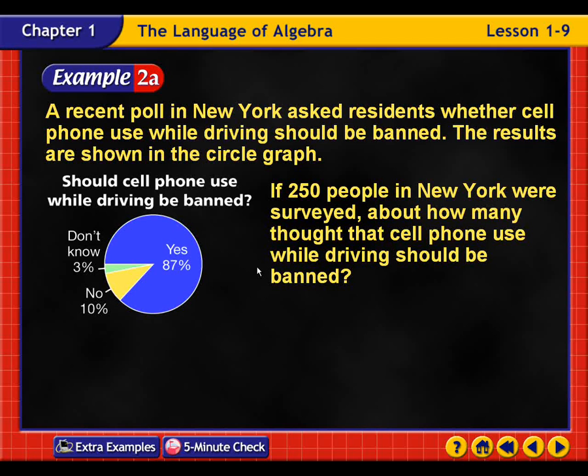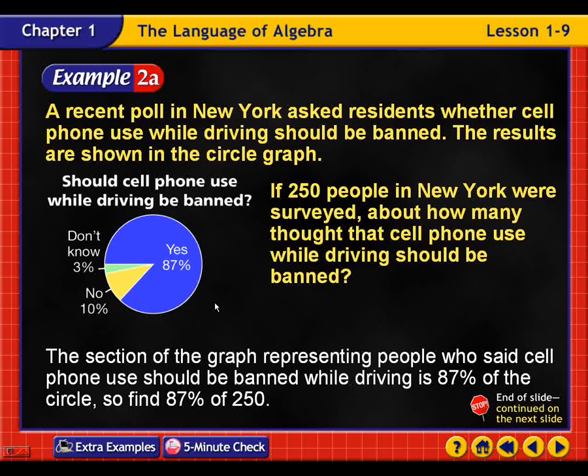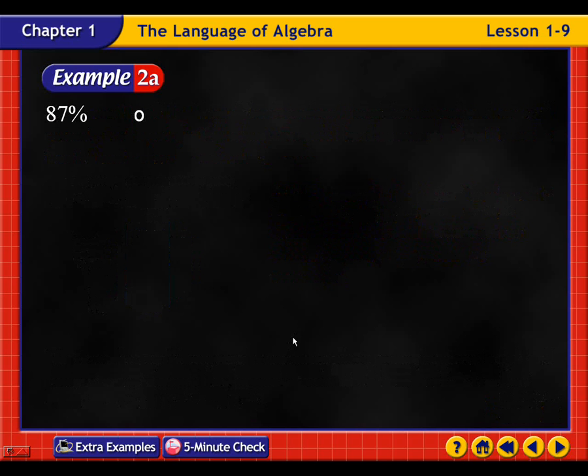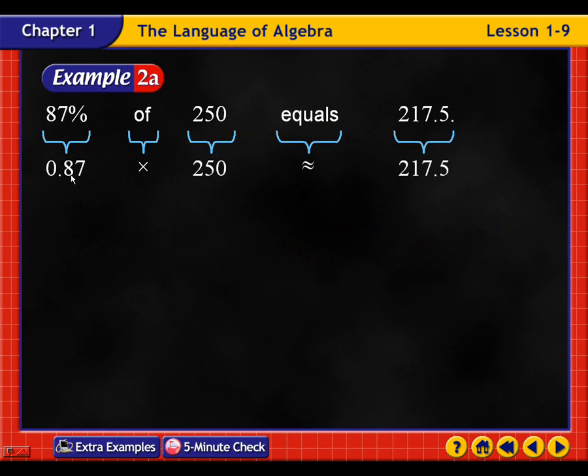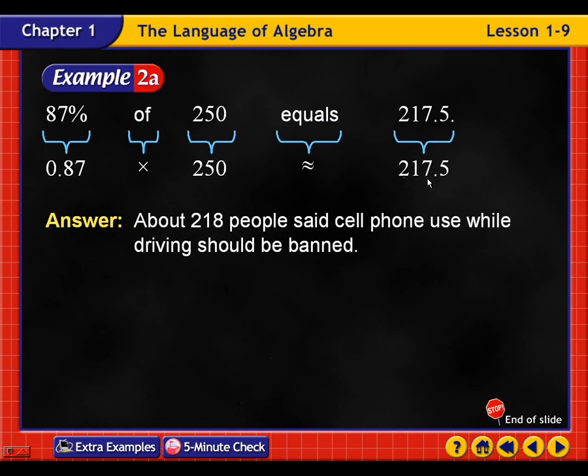If 250 people in New York were surveyed, about how many thought the cell phone use while driving should be banned? Well, what you need to do there is you look at the percentage that say it should be banned, and you multiply that percentage by 250, the number of people. Now when we multiply a percentage, we change that to a decimal. 0.87 times 250 is about 217.5 people. You can't have half a person, that would be gross, so we'll round that to 218 people.